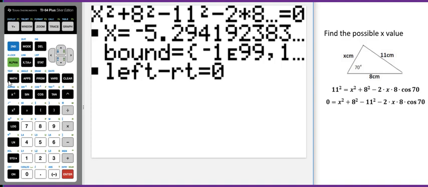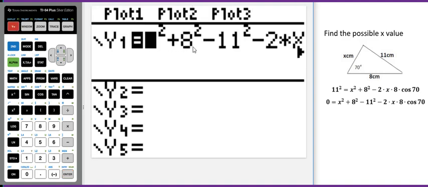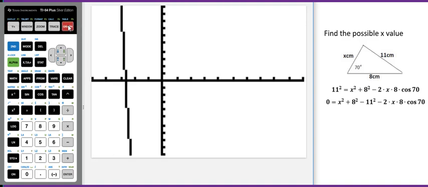Normally, when I use the equation solver, I always combine it with y equals. So if I put it into y equals, then I go to graph. The graph normally shows you the zeros clearly, how many zeros you have.